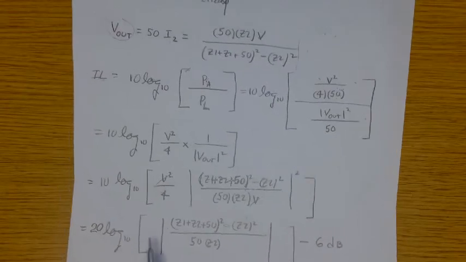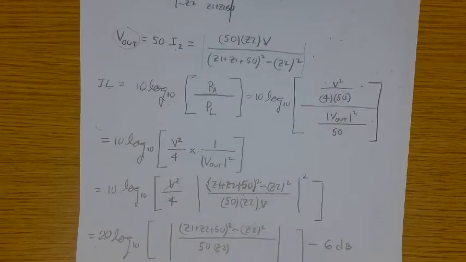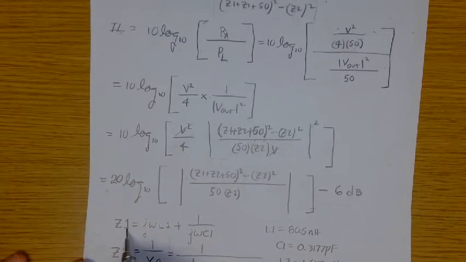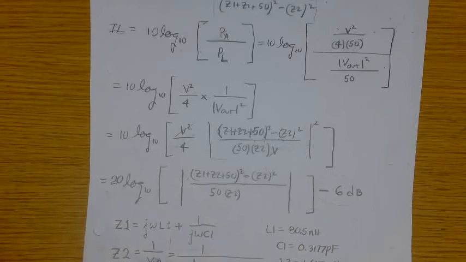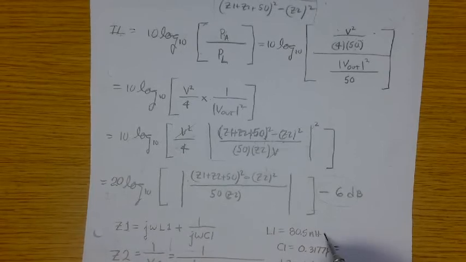All right, so now I'm almost ready to go to the computer. I've got to get Z1. It's j omega L1 plus 1 over j omega C1. Z2 is 1 over Y2, which is 1 over j omega L2 plus j omega C2. And then here are all my L and C values that I computed from my circuit. So with that, everything's defined. The impedance values are a function of omega, obviously, so they're a function of frequency.